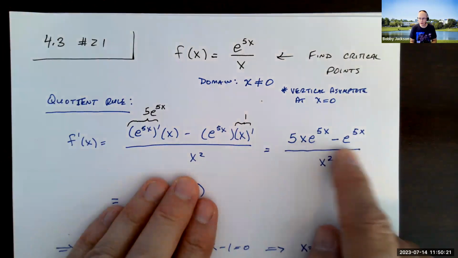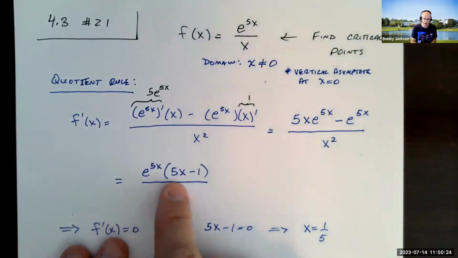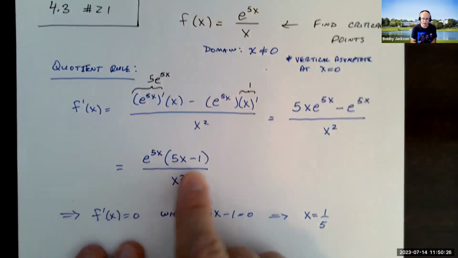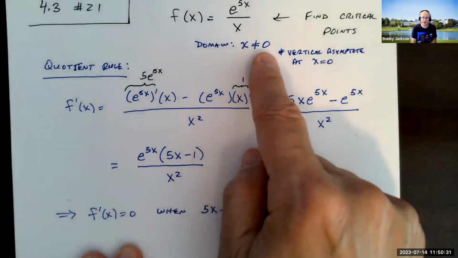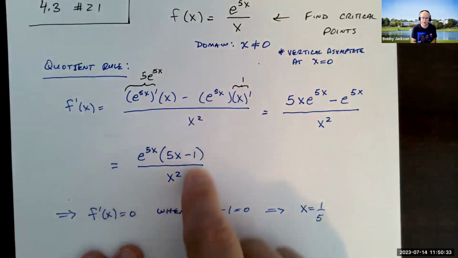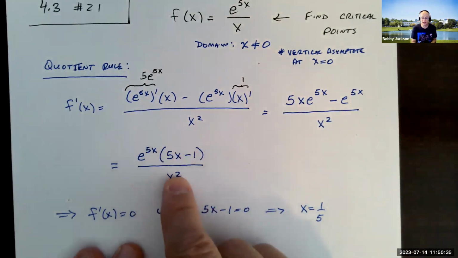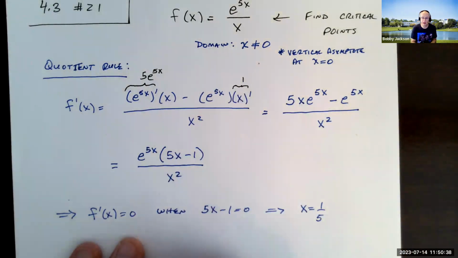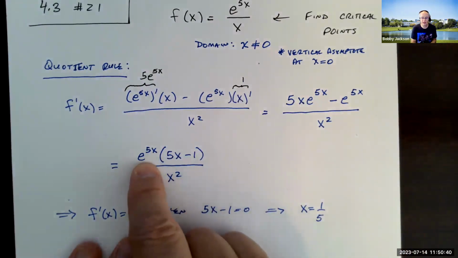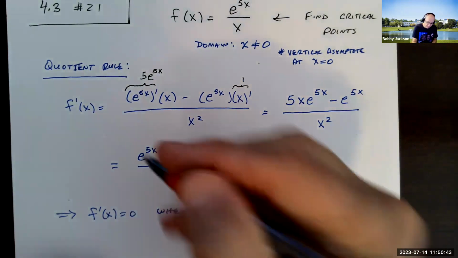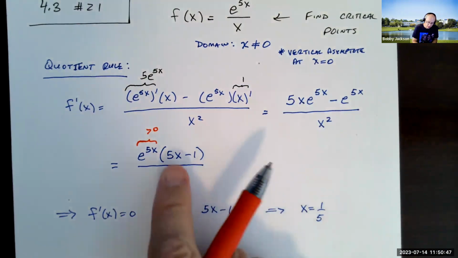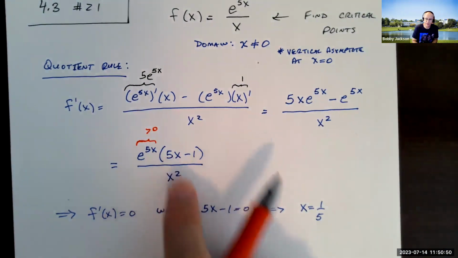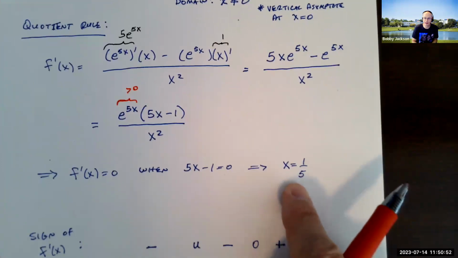And now I can factor up top the e to the 5x out, leaving a 5x minus 1. And so when is this derivative going to be 0? Keep in mind that x cannot be 0 in the original function. So even though the derivative is undefined when x equals 0, that's not a critical point because it's not in the domain of the function. E to the 5x is always positive, right? This part is always greater than 0. And so the only time the derivative will be 0 is when 5x minus 1 is 0. And that occurs right when x is 1/5. So that's our critical point.